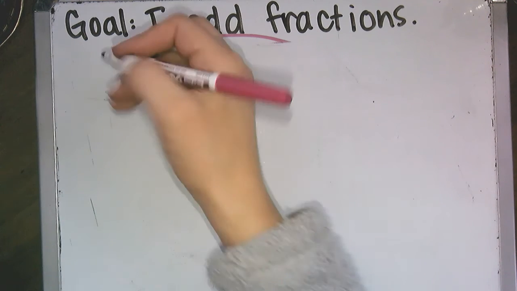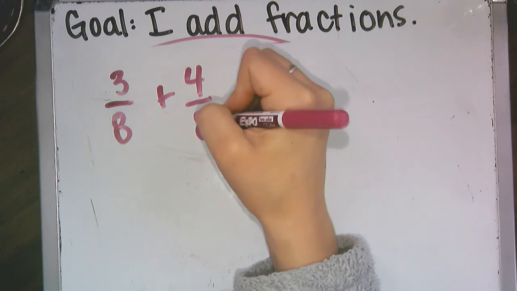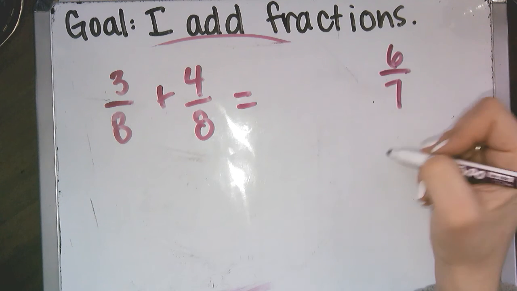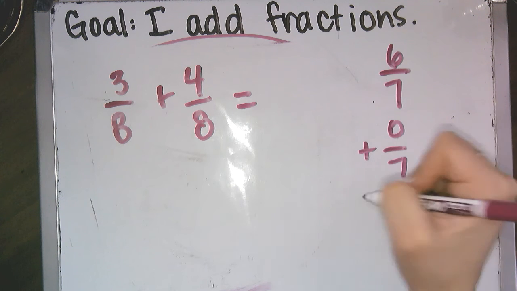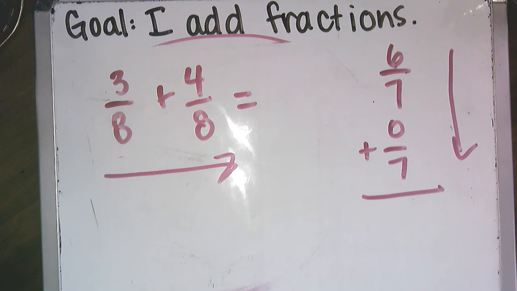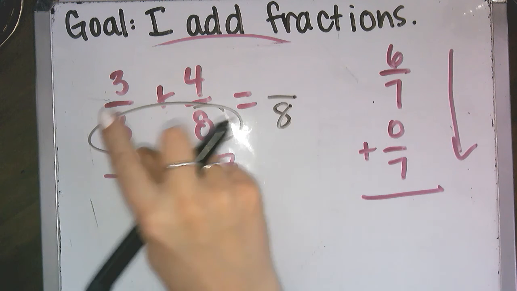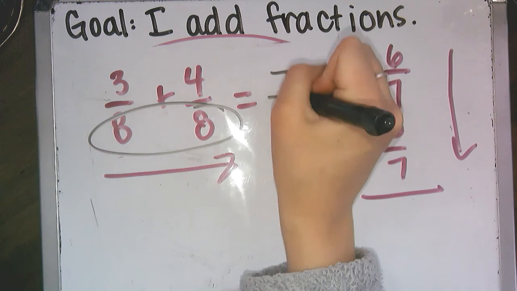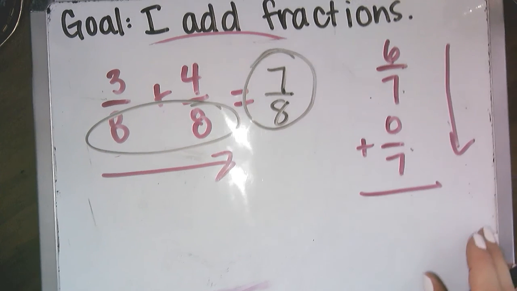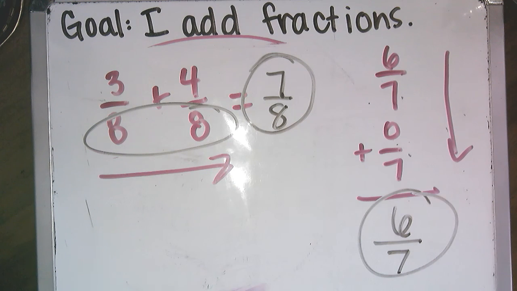So you can have problems like 3/8 plus 4/8. And you can have problems like 6/7 plus 0/7. So they can be horizontal or they can be vertical, and we still do the same thing. So our denominator still stays the same, and our numerator, 3 plus 4, is 7. So that would be my answer. Here, my denominator is 7, so my denominator would stay the same, and then 6 plus 0 is 6. My answer would be 6/7.